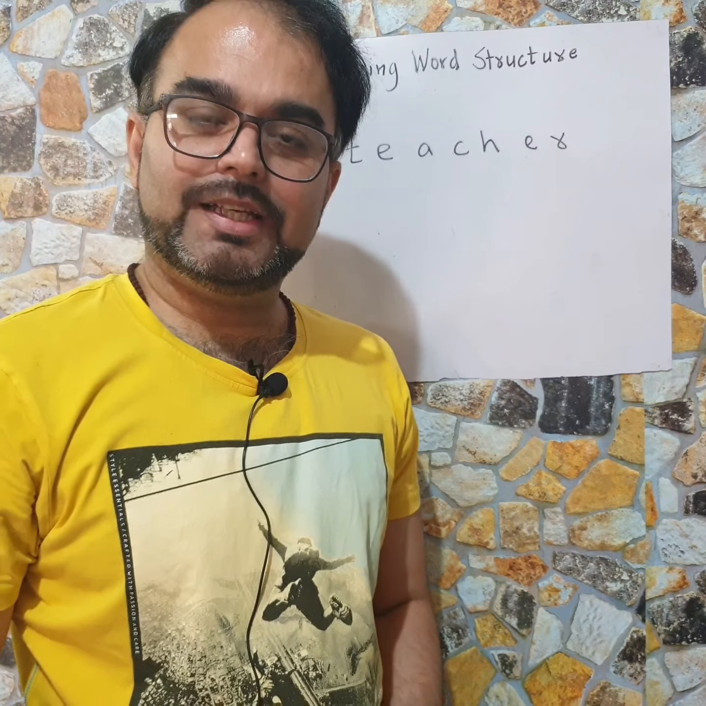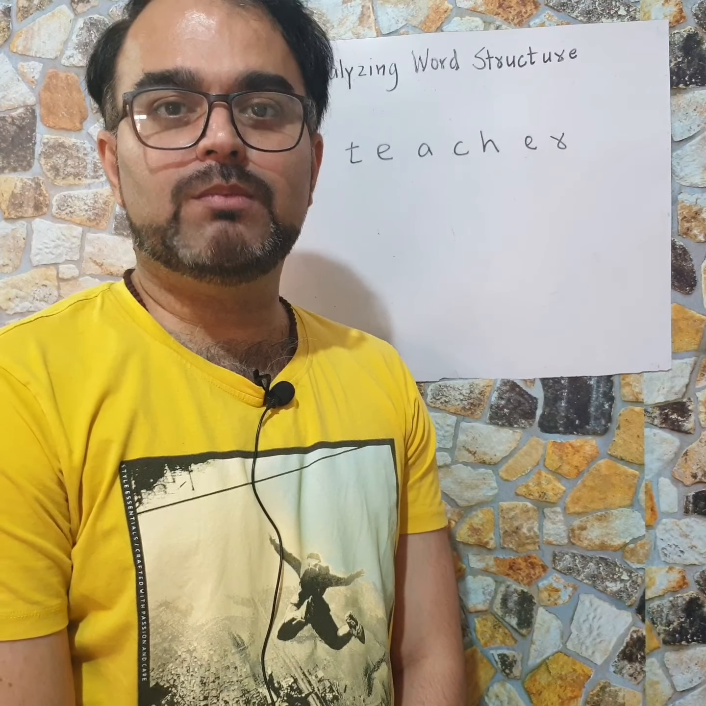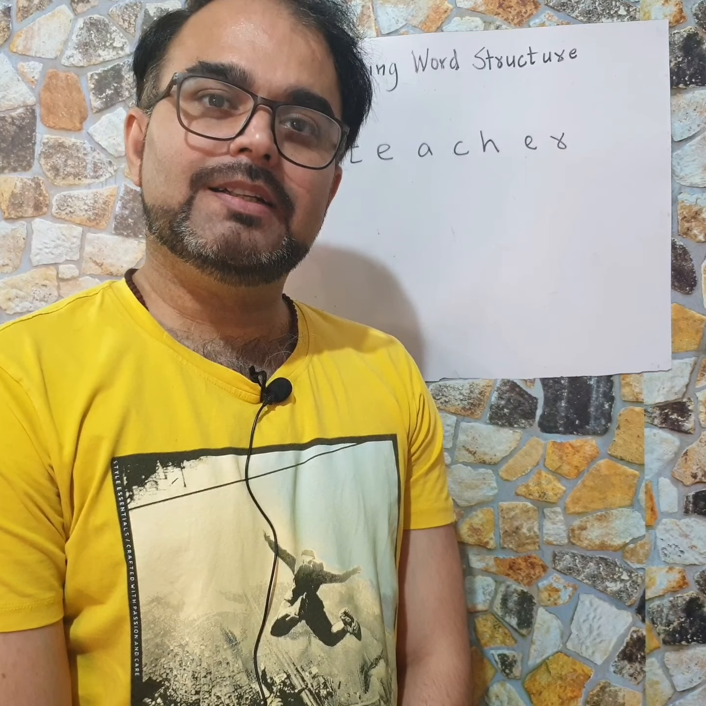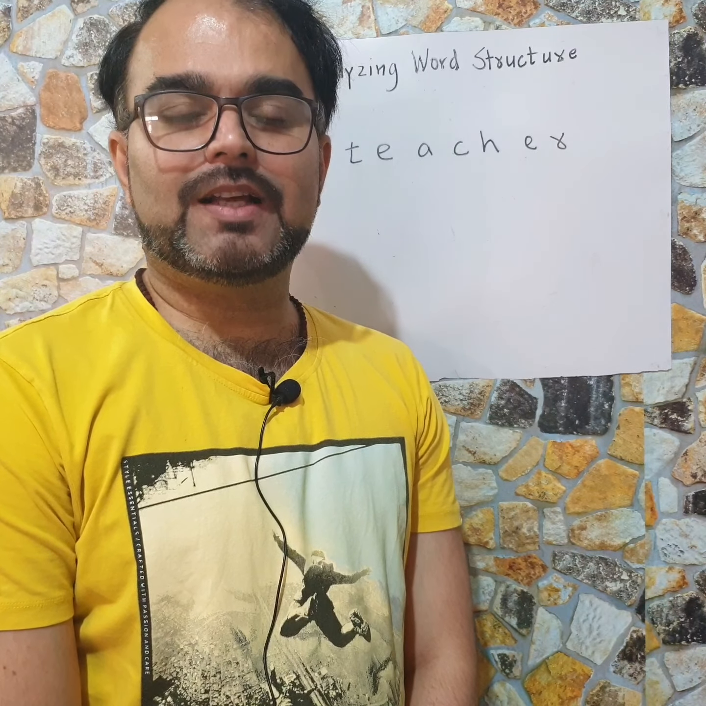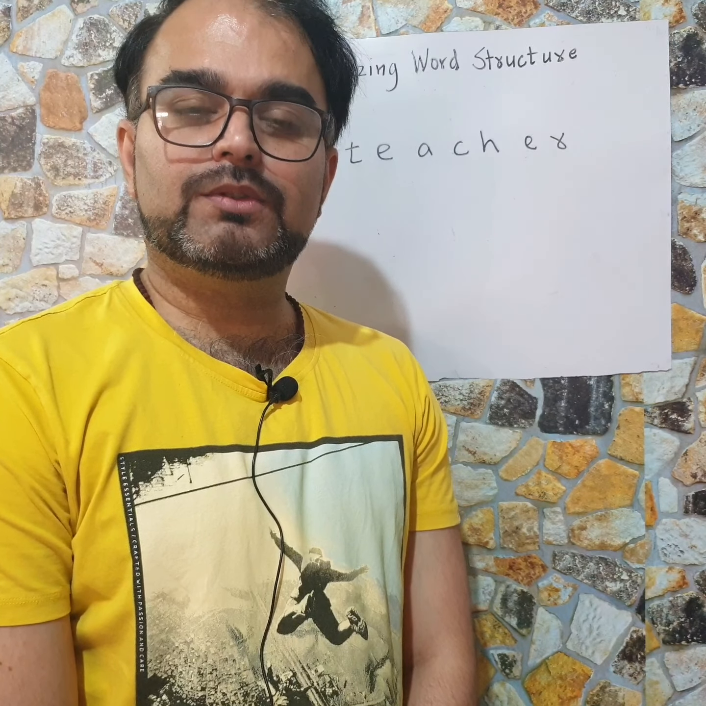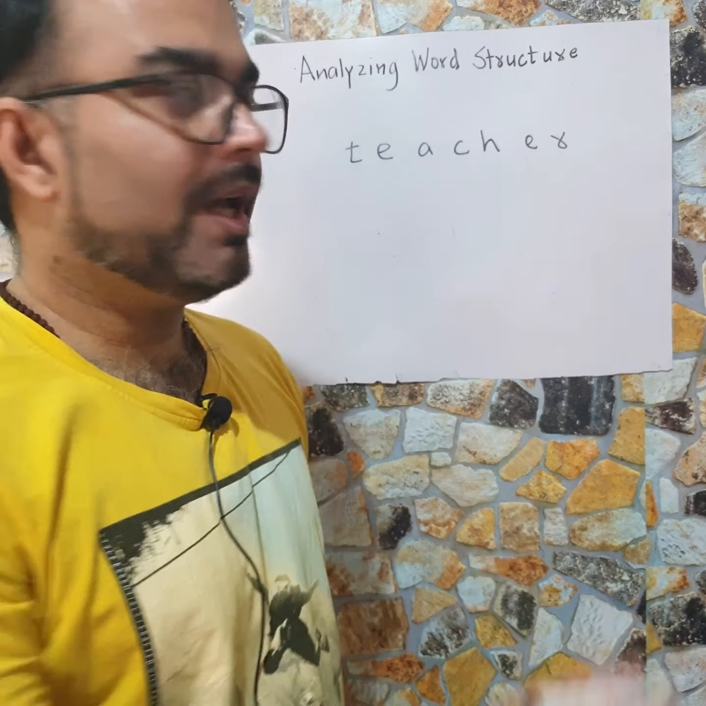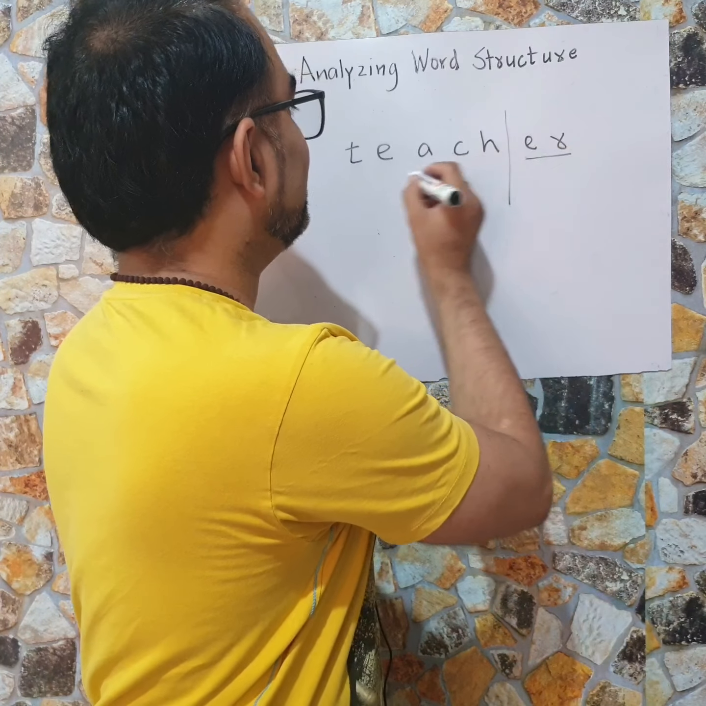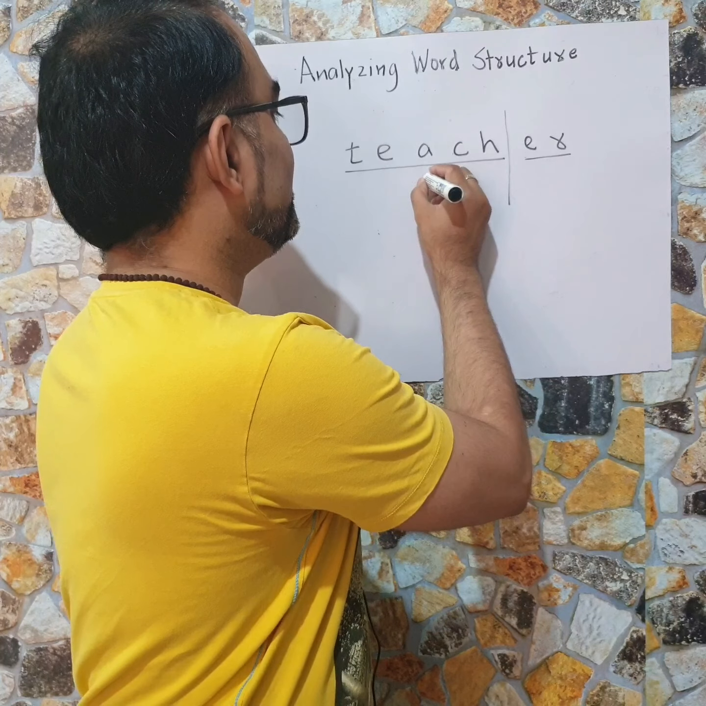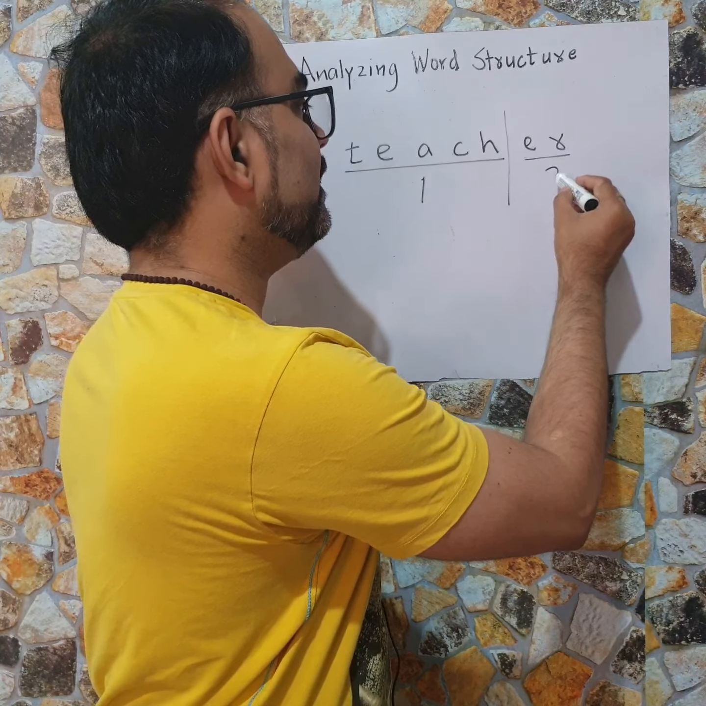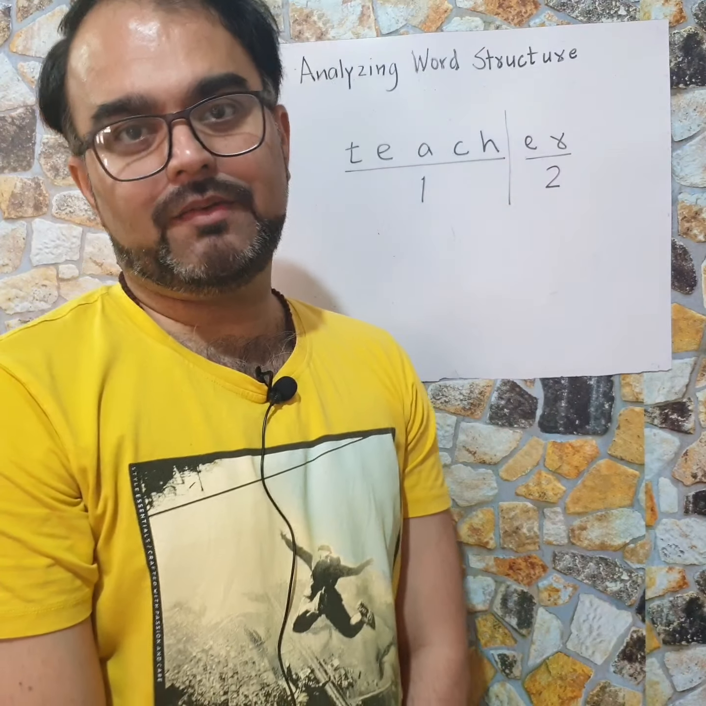Now as you can see in this word we have two morphemes. So when we have more than one morpheme, then that particular word is an example of a complex word. Now we will look at what are those two morphemes. So we have teach as one morpheme and er as another morpheme. Teach is a free morpheme, and er is a bound morpheme.